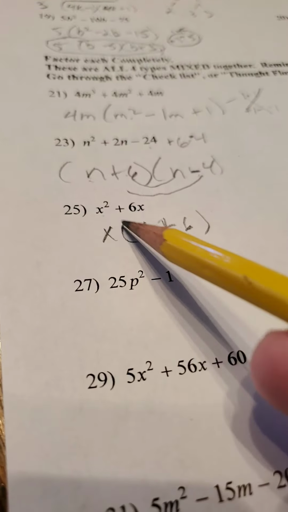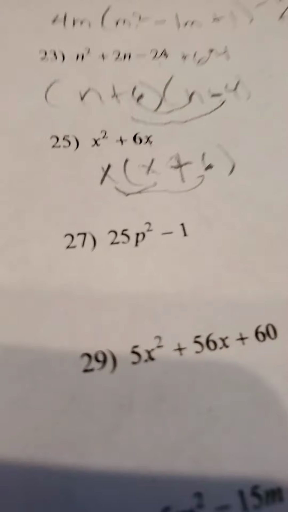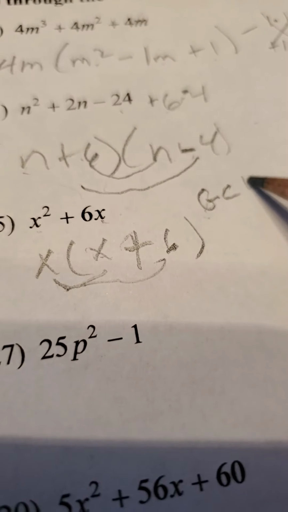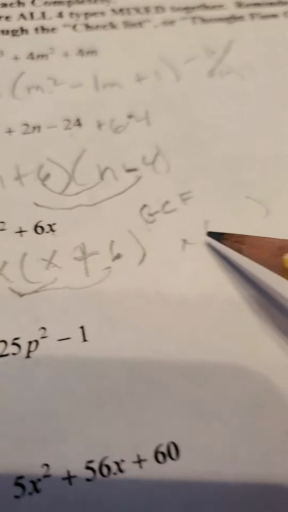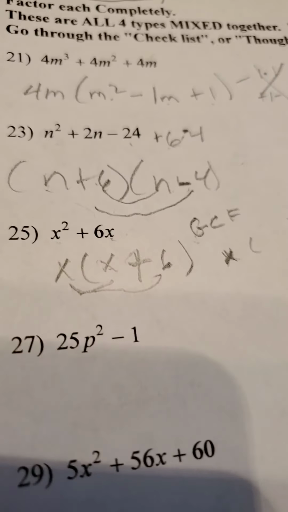When you pull an x out of this, you're left with x. Pull an x out of this, you're left with 6. Always distribute and check. Okay? So this was a GCF of a variable. Okay? Sometimes a variable can be pulled out. That's one kids miss the most.